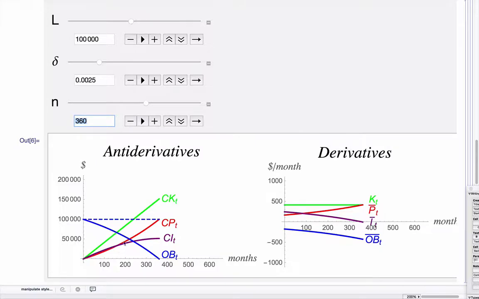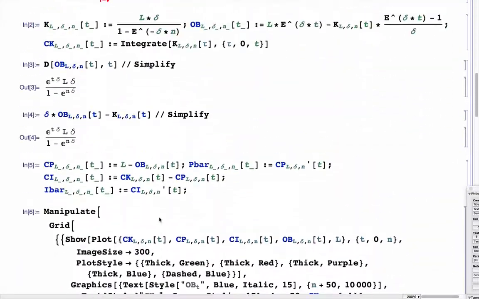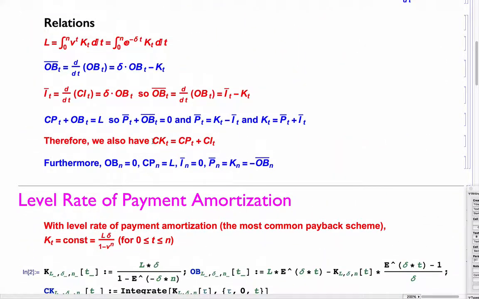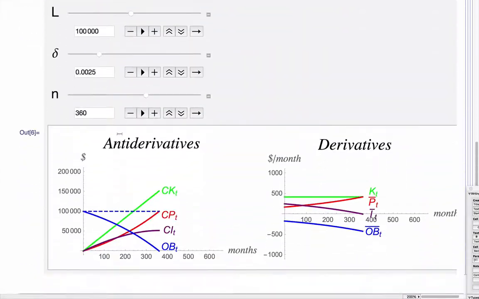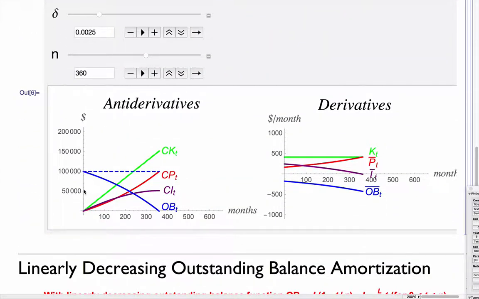You can see that the red and blue graph add up to the dashed horizontal line at 100,000. That's illustrating this fact right here, this fact that CPT and OBT add up to the constant function at L. The blue and red graphs, if you will, are reflections across the horizontal line. That's half the loan amount here. Also notice CPN is equal to the loan amount. By time n, by 360 months here, this graph is up to the dashed line. The principal paid is the entire loan amount by time n.